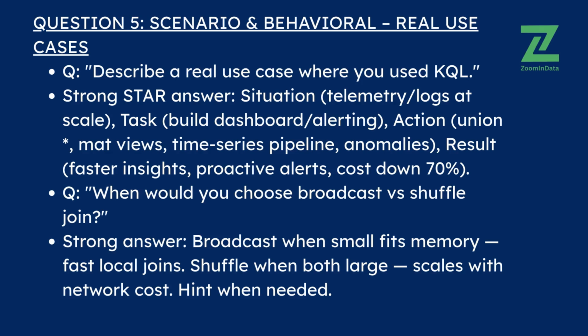Another common one. When would you choose broadcast versus shuffle join? Answer. Broadcast when the small side fits in memory per node. Fastest, no shuffle of the large table. Shuffle when both are large or the small side doesn't fit. Redistributes for scale but costs network. Hint with strategy equals broadcast or shuffle when the optimizer picks wrong. Show trade-off thinking: speed versus scale versus cost.